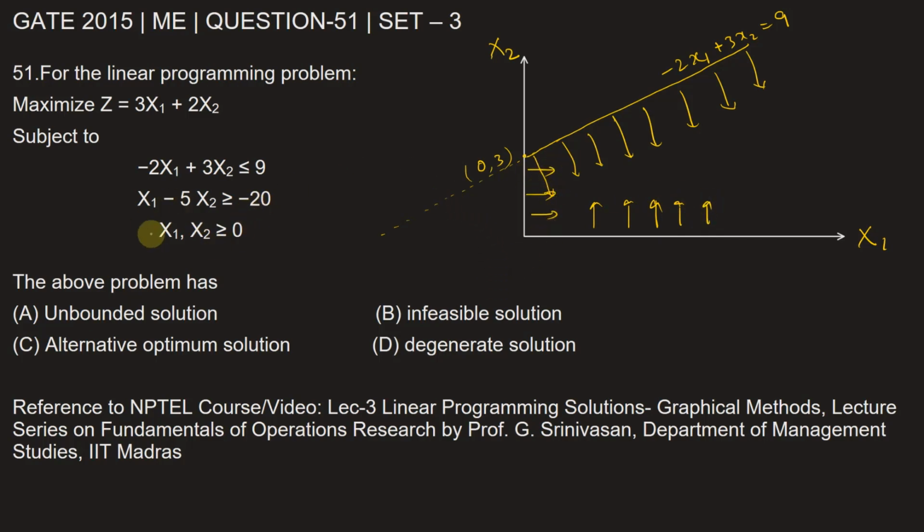Now let's plot the second line, that is x1 minus 5x2 should be greater than or equal to negative 20. So if x1 is 0, that means x2 is 4. That means somewhere here, (0, 4). And if x2 is 0, then x1 is negative 20. So negative 20, it will be somewhere there. So the line will be something like this.